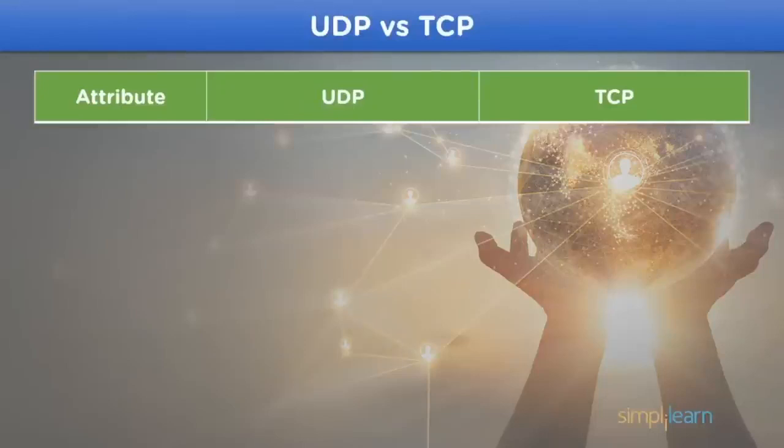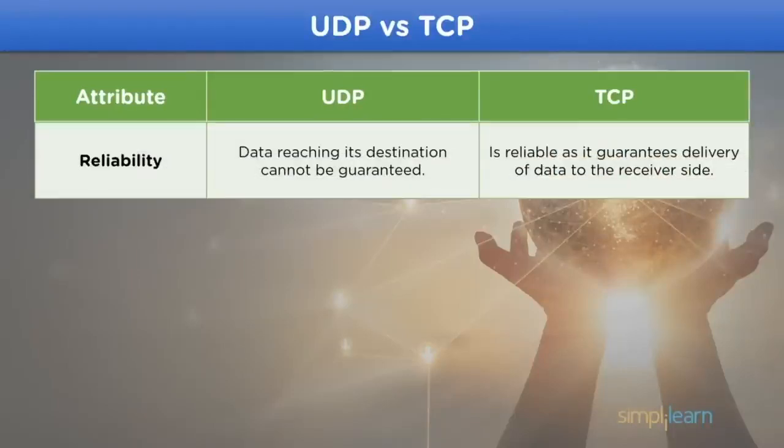We will differentiate between UDP and TCP based on some attributes that are mostly used in a network model. The first attribute is reliability. The UDP protocol, as we already know now, is unreliable in nature. That is, it does not provide any guarantee that the data transmitted to the destination side has reached or not. As for TCP, it provides reliable and guaranteed data delivery to the receiver side.